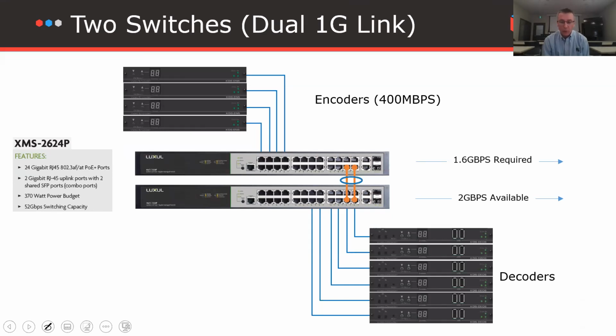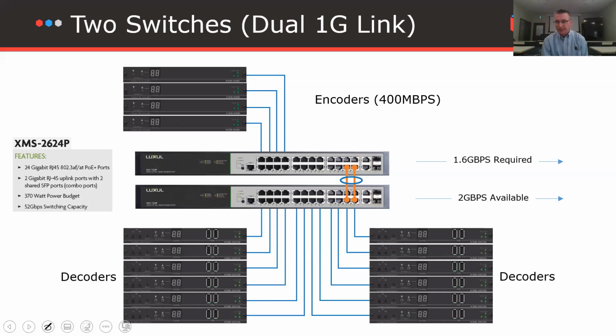In this case here, I've got 4 encoders on switch 1. I've got 6 decoders on switch 2. And let's say for argument's sake, I've got a link between the two. I'm using a link aggregation group to create a virtual 2 gig link between the two of them. So in this case here, at 400 meg apiece times 4, I've got 1.6 gig worth of bandwidth going from switch 1 to switch 2, but I've got 2 gig available, so I'm fine. And again, if I had a bunch more decoders, it doesn't change anything because the switch itself is replicating that signal, because we're using multicast.